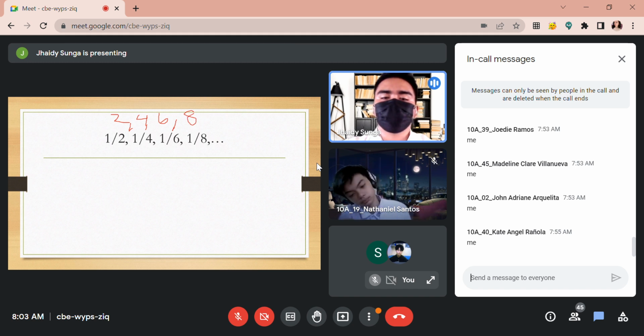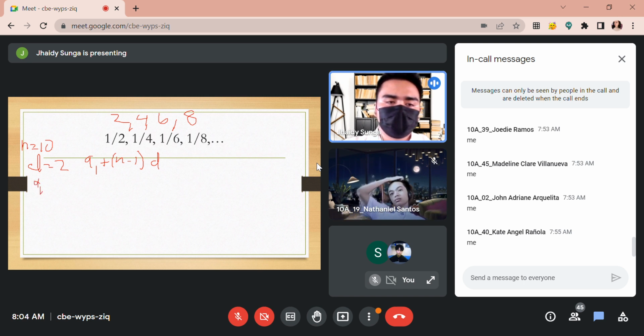From this, we are to find the 10th term, or our n. What will be the 10th term for this one? Our 10th term will be a sub 1 plus n minus 1 times b. The common difference is 2. Then a sub 1 is equal to 2. We are going to substitute all.